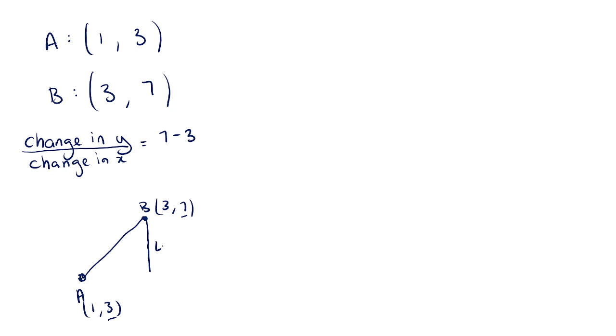7 minus 3 is 4, so that's the change in y. And then we are going to divide by the change in x. And so this x coordinate here is at 3, this one is at 1, and so if I do 3 subtract 1, that is 2. So the change in the x coordinates is 2, and so we are doing a division of 4 divided by 2, which is 2. And that's the gradient between the 2 points finished.